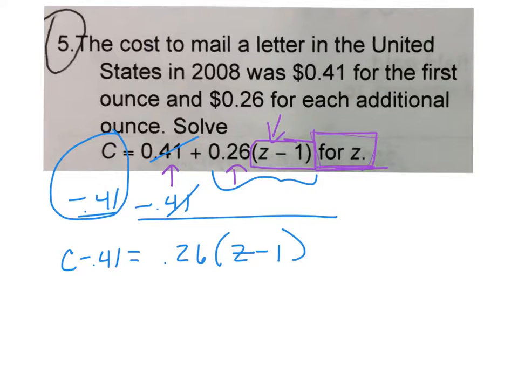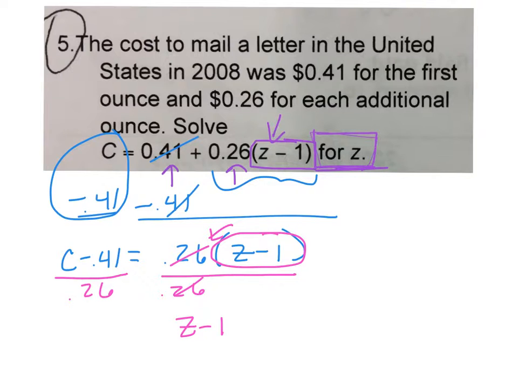Notice how I said that this is times, right? That's times. So the inverse of multiplication is division. So now I want to get this by itself, so I'm going to divide by 0.26. But I divide everything by 0.26. The 0.26 cancels out. I'm left with Z minus 1 equals C minus 41 cents divided by 26 cents.